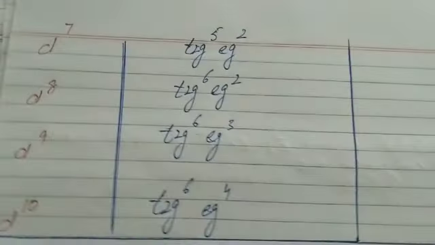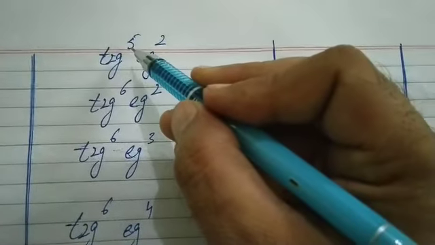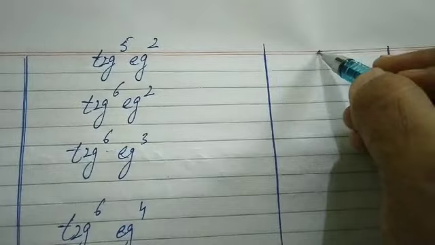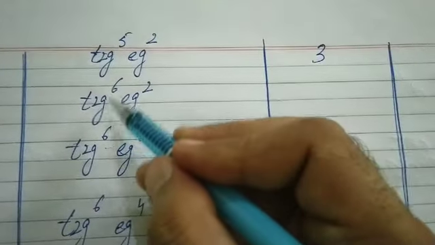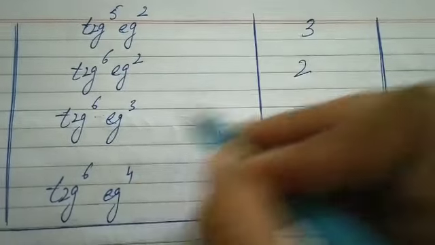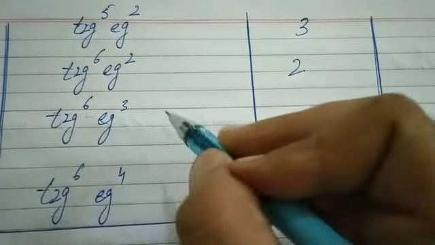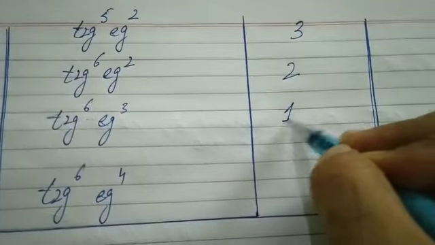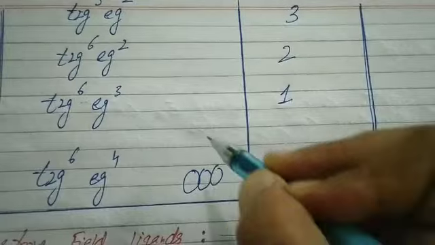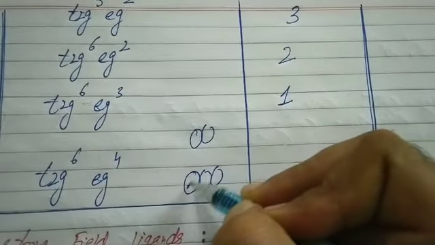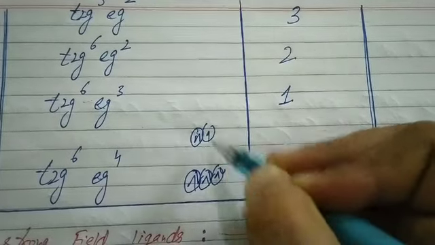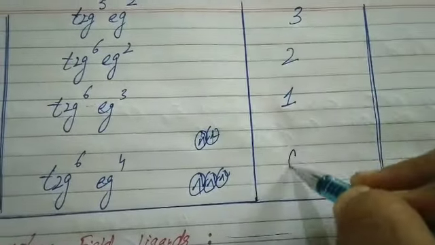In the same way, D7: t2g5, eg2, one unpaired in t2g and 2 in eg. D7: t2g6, it means t2g level is paired, eg2 means 2 unpaired. Already paired, eg3 means 1 paired and 1 half filled. t2g is fully filled and eg is also fully filled. Please look here, t2g6, eg4, that is 0 unpaired electrons.